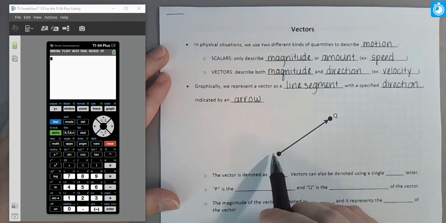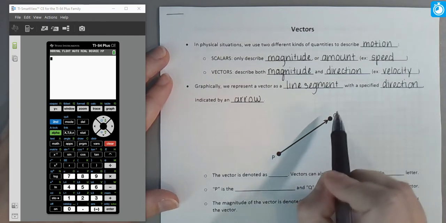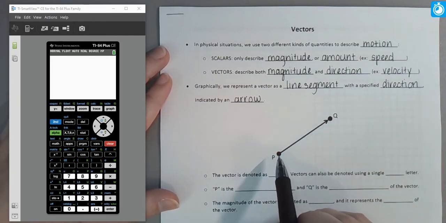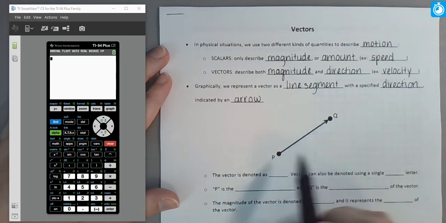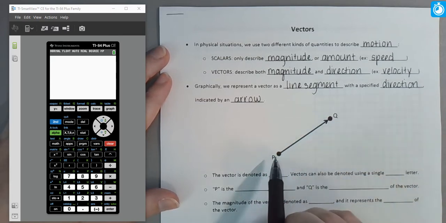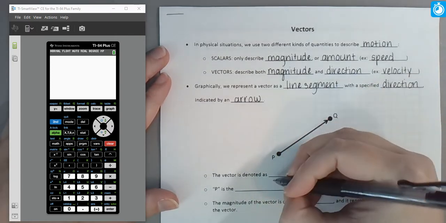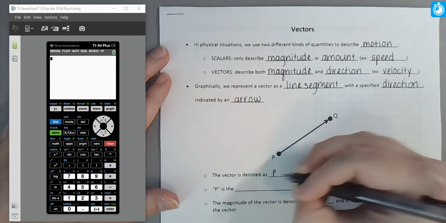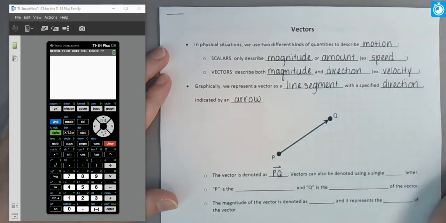This is an example of what a vector would look like if we were to graph it. P is what we call the initial point, and Q is what we call the terminal point. One notation to indicate that we have a vector that starts at this point P and travels to this point Q, a certain distance away, traveling in this particular direction, is the following notation. We'll write the label for the initial point, for the terminal point, and then we draw an arrow over top.